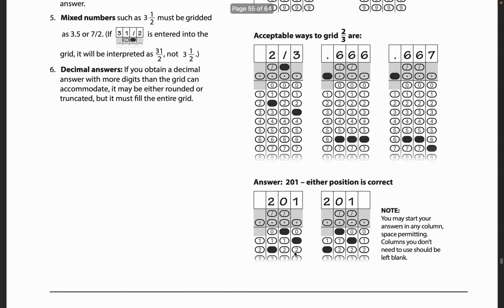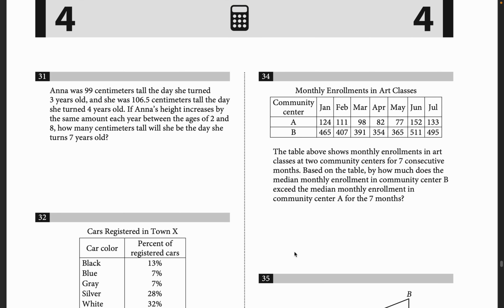That was a tricky one also. Anna was 99 centimeters tall the day she turned 3 years old, and she was 106.